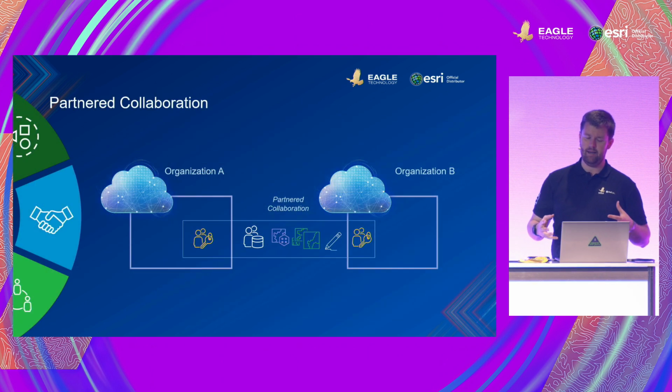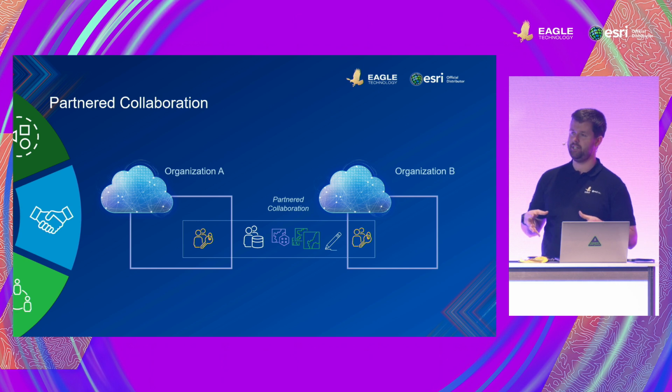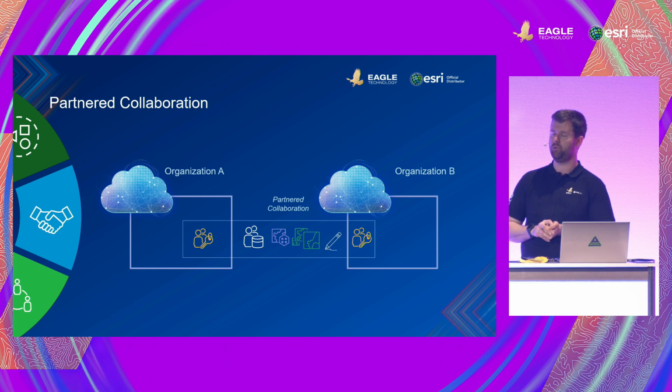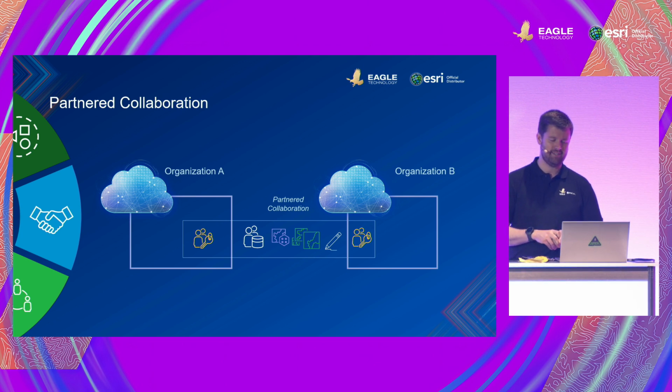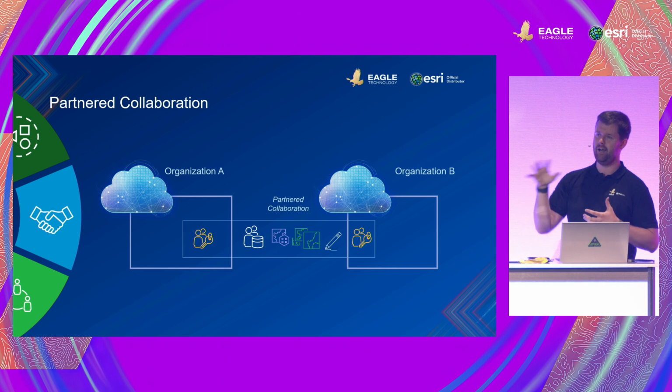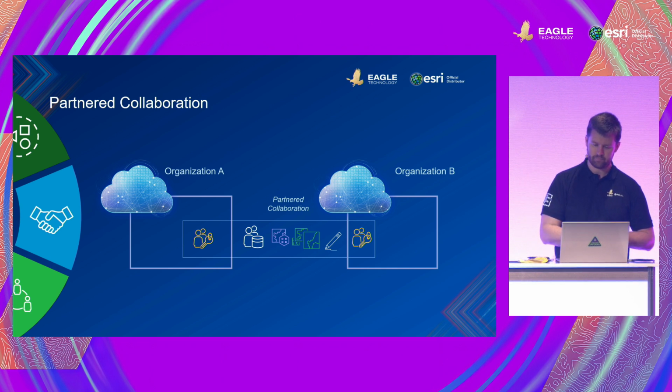So it's a way to establish a formal relationship of trust between two ArcGIS Online organisations, is how we describe partner collaboration. You can use groups between two different subscriptions to share content, but partner collaboration is the added layer of control and security for that.